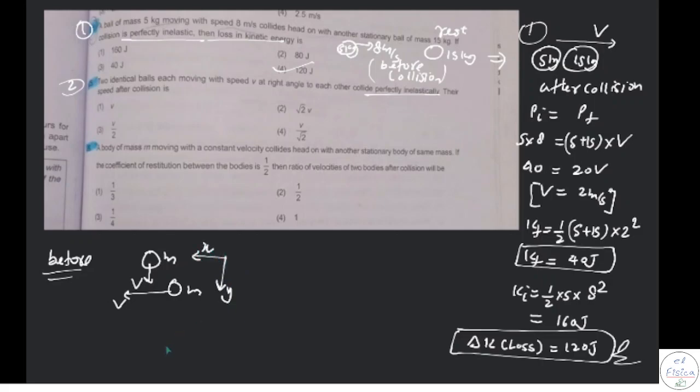And after collision, they will stick together and move with a common velocity, and that mass will be 2m. Let's suppose it has velocity in x direction vx and velocity in y direction vy.